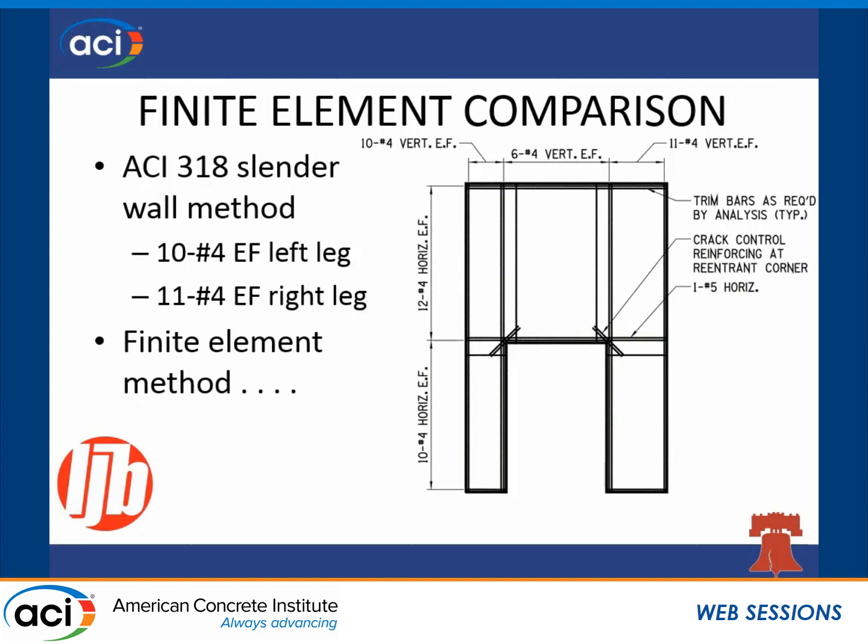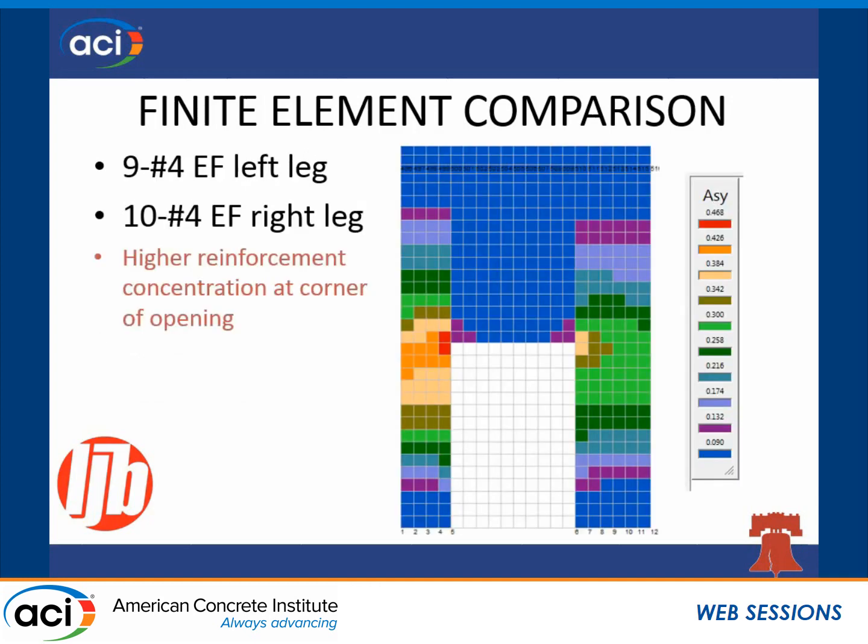Similarly, let's look at the panel that had the opening in it. Again, our solution from 318 was 10 number 4s each face in the left leg, 11 number 4s each face in the right leg. The finite element model, again, gives us some savings from that design. But you'll also notice how it accurately represents what the stresses are in the corners of that opening.